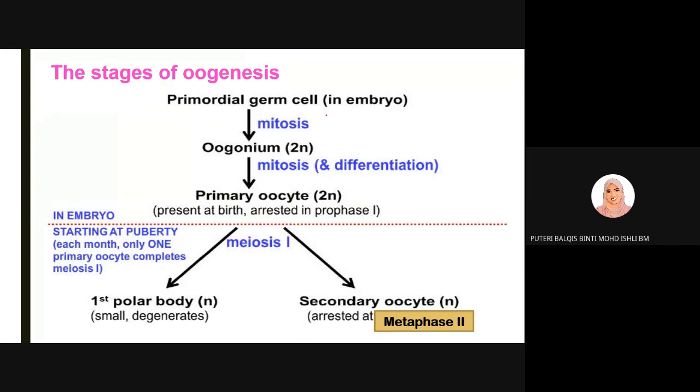Macam spermatogenesis. Okay, lainnya dari segi apa? Dia ada 2 kali arrest. Satu dekat prophase 1, satu lagi dekat metaphase 2. Dalam lecture note awak tulis metaphase 1 kan? Tukar. Metaphase 2. Yang ini tukar. Okay, metaphase 2, bukan metaphase 1.